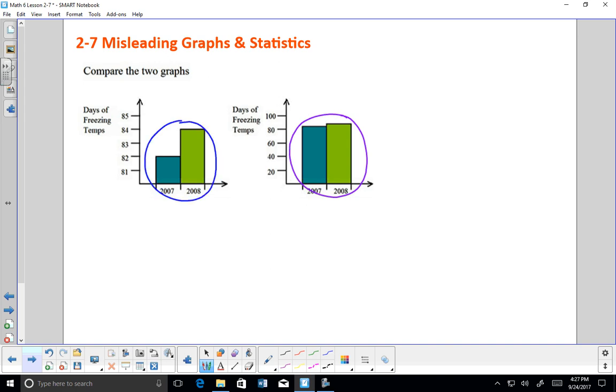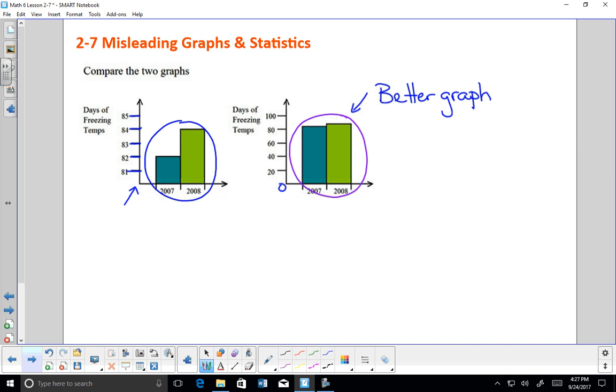So now we have to look at the reason why these graphs look so different. If you go over here, you'll notice it doesn't start at 0. We have 81, then 82, then 83, then 84, then 85. Here we start at 0, go 20, 40, 60, 80, 100, which means this is the better graph. This is the better graph by far because it shows a better representation of how many days that each year had that were freezing.